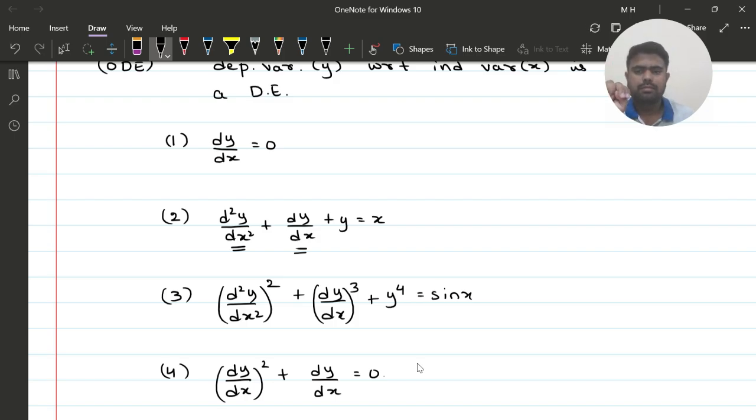Now, which is the highest order derivative in this differential equation? It is d square y by dx square. And what is the order of it? It is 2. It is the second order derivative.